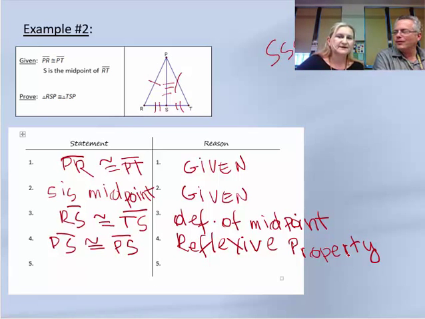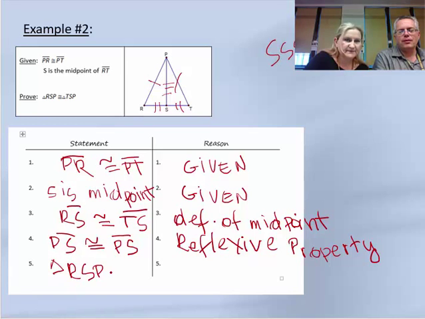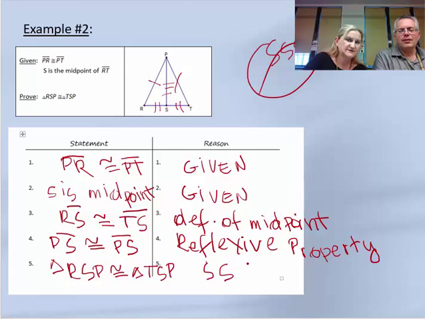So we stated why each pair of the three sides are congruent, and now we can conclude that the triangles are congruent. So let's write down what we are supposed to prove, that triangle RSP is congruent to triangle TSP, and we use the side-side-side congruence.